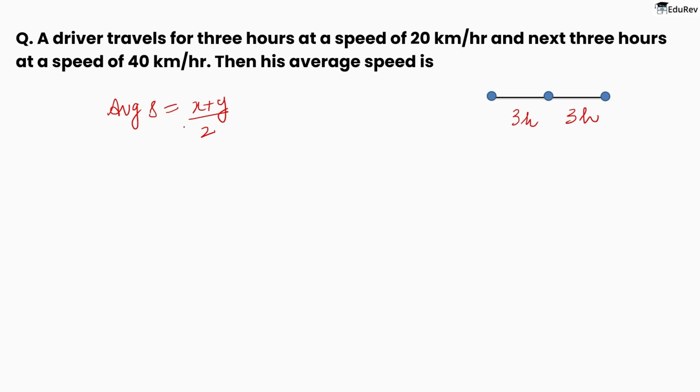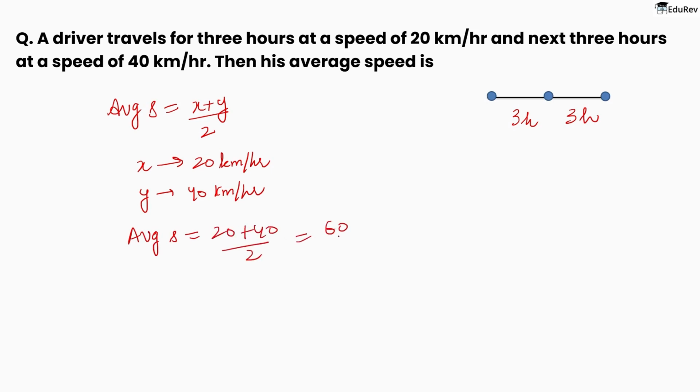So average speed is equal to x plus y divided by 2. Here we will take x as 20 kilometers per hour and y as 40 kilometers per hour. So, his average speed will be equal to 20 plus 40 divided by 2. Adding them, we get 60 by 2, which will get us 30. Hence, the average speed of the driver is 30 kilometers per hour.